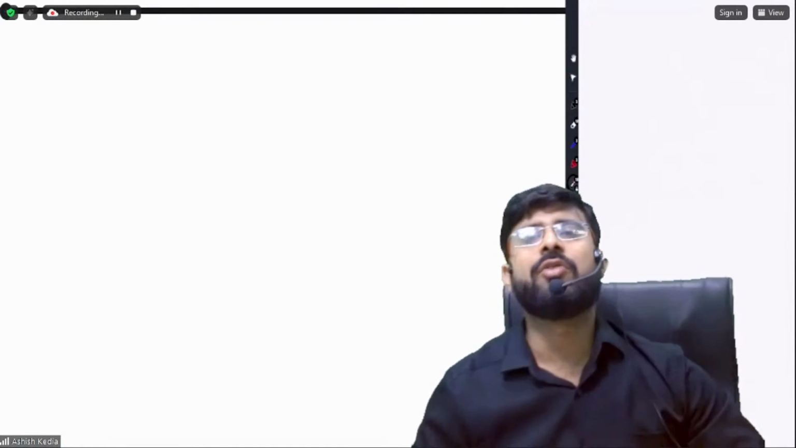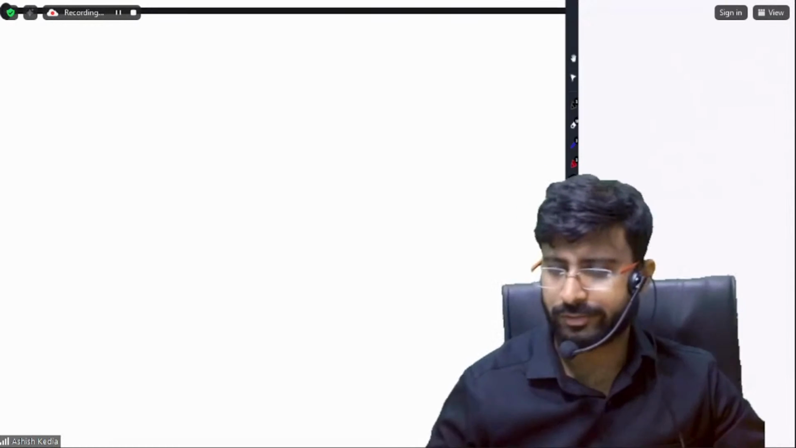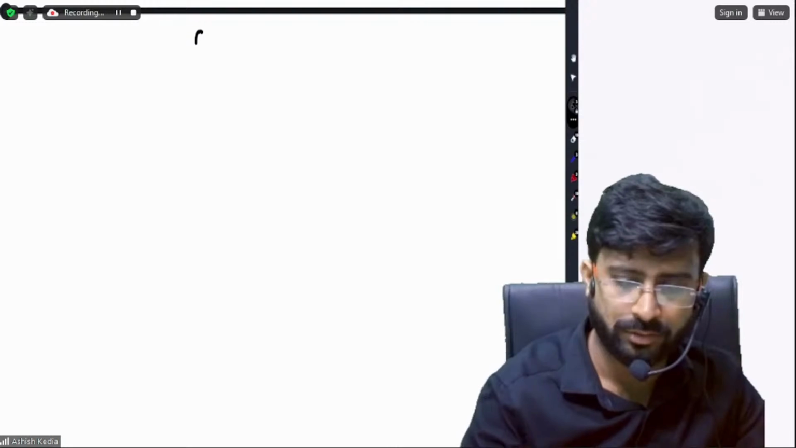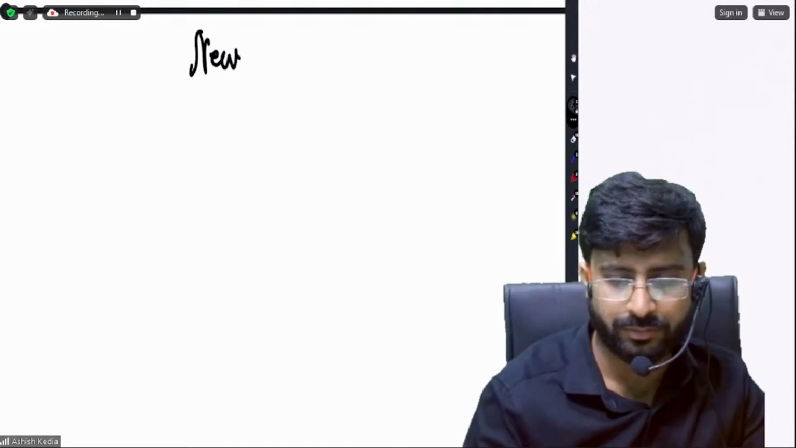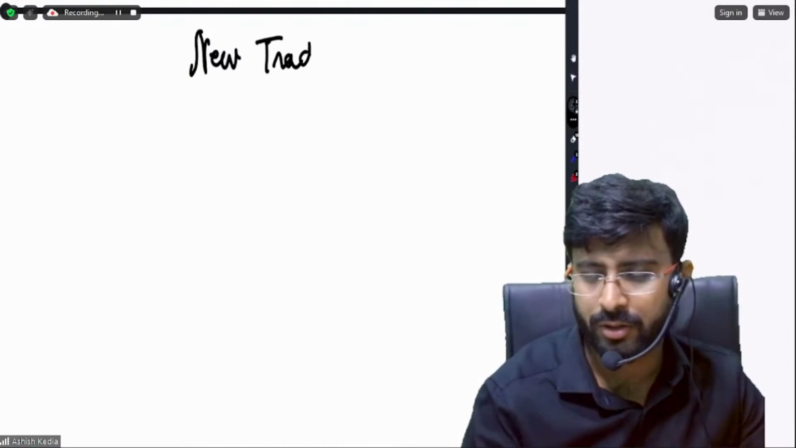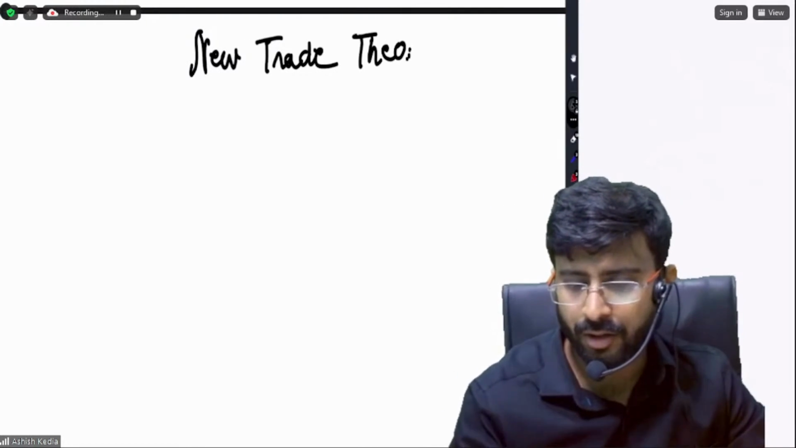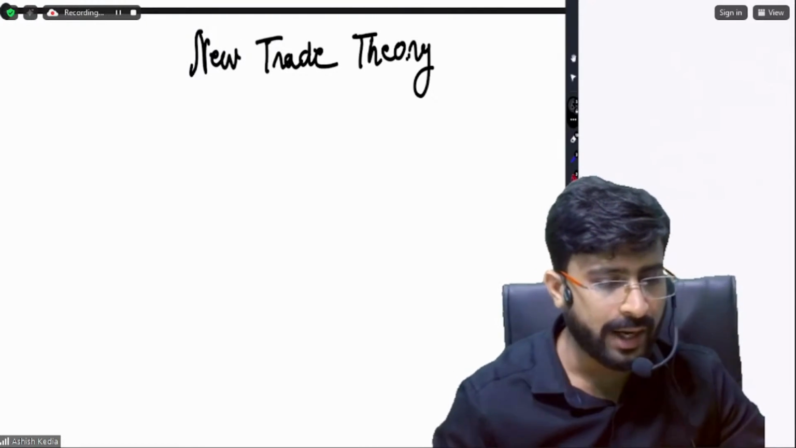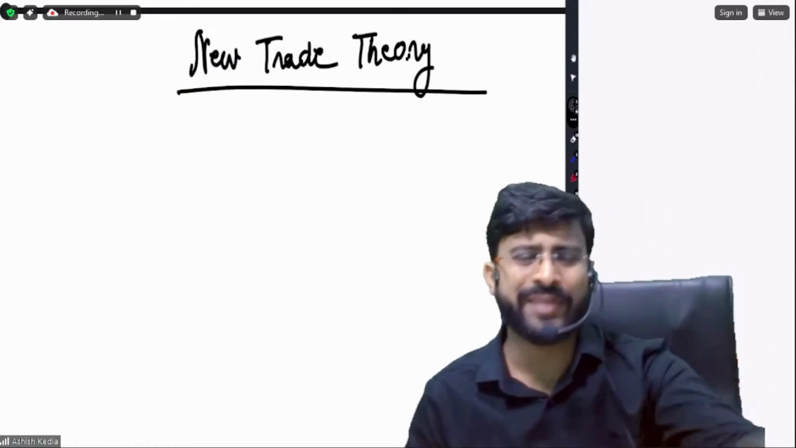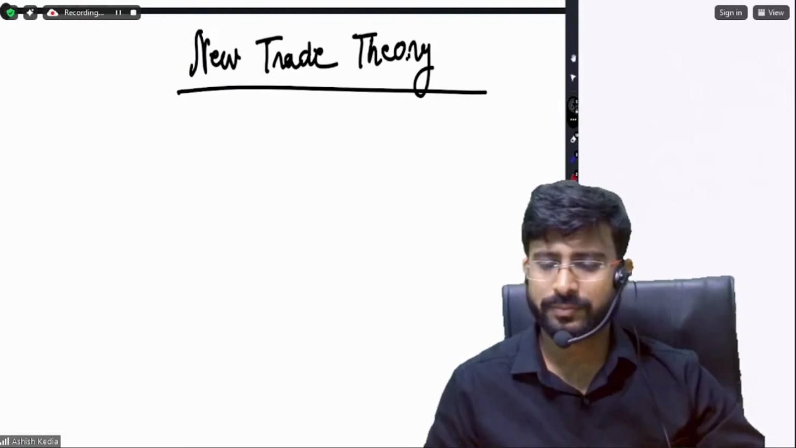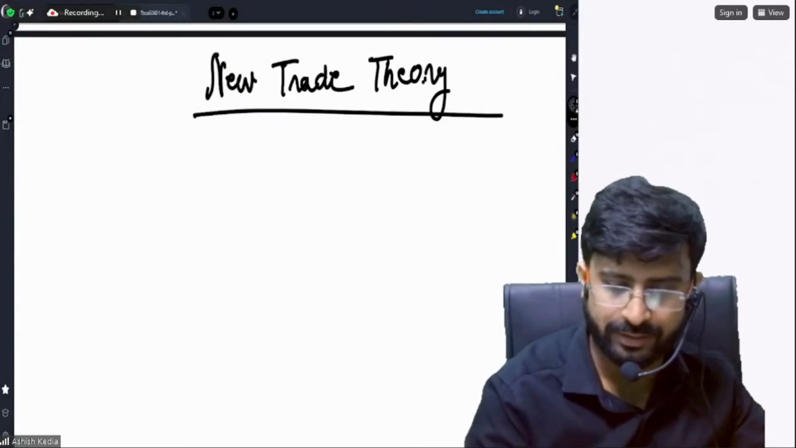Now, friends, we will talk about new trade theory. It is the theory of 1970-71. Let's first discuss that.